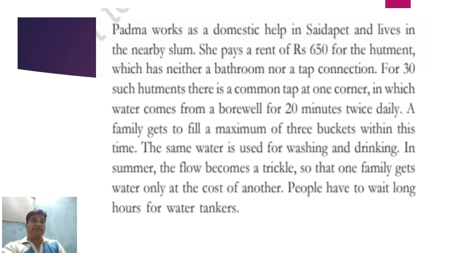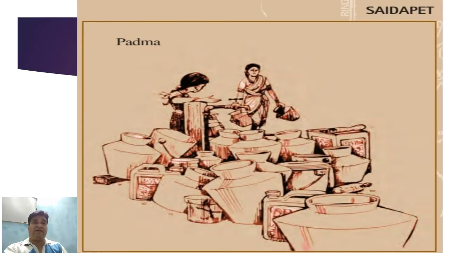Next example is of Padma. Padma is a lady who lives in a slum area. Slums, in Hindi we say jhopadpatti, and she is paying a rent of 650 rupees, and there is a very big water problem in her area. The water comes for only 20 minutes, and so many ladies are there with their buckets, and there is a rush, and every family is able to take only 2 to 3 buckets of water.